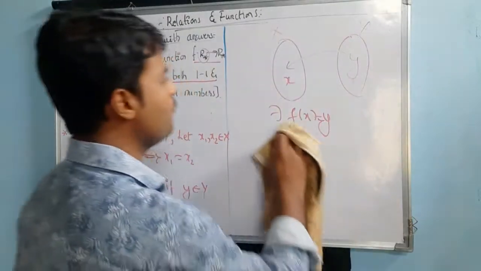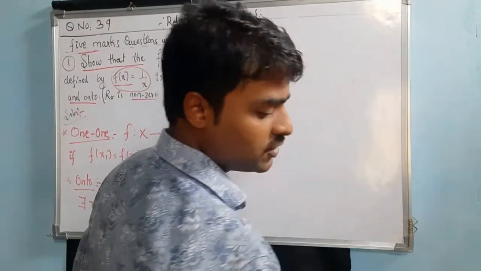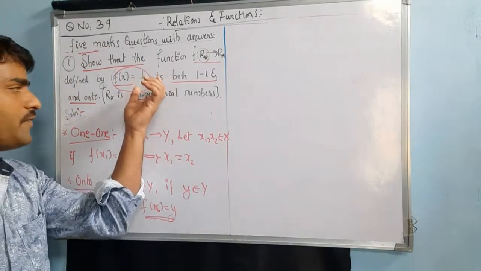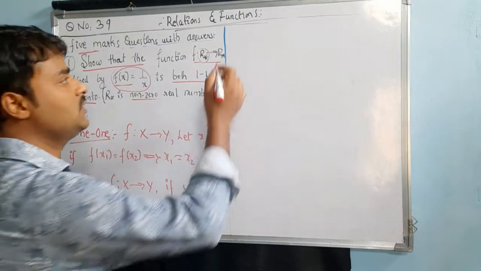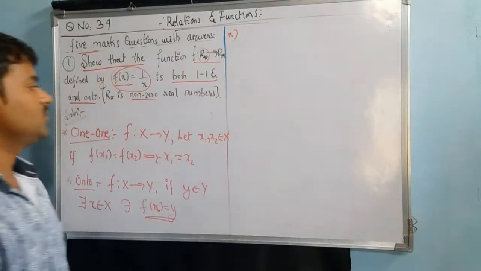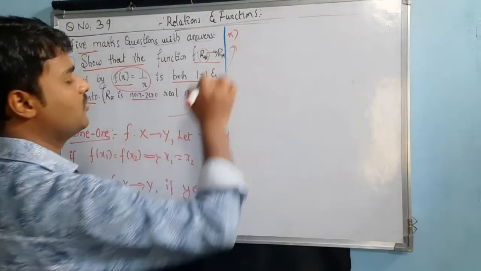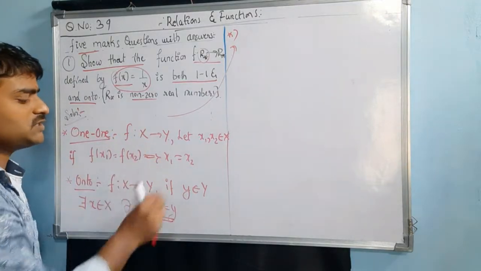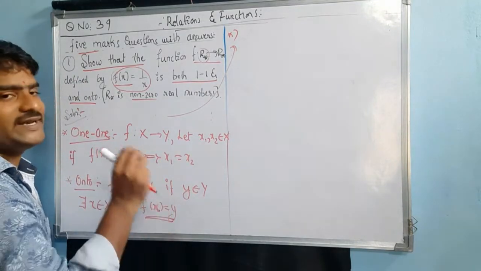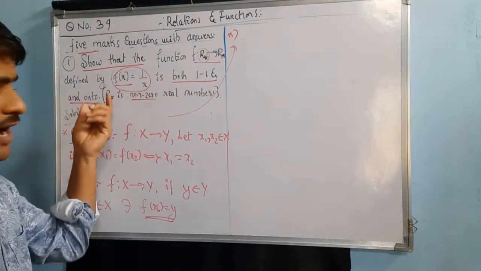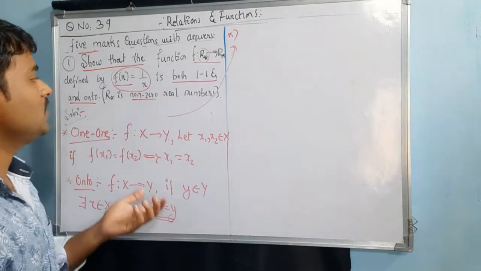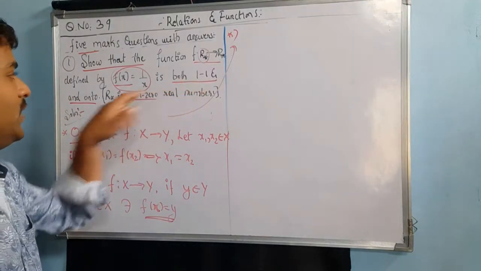So let us now prove the question. Show that the function f of x equal to 1 by x is both one-one and onto. So the answer is here. This is just a definition. You must understand the definition, then you can easily solve this question. Okay, so I have understood what one-one is and what onto is. Now I need to check the one-one and onto function.